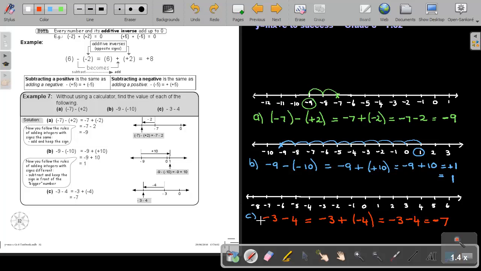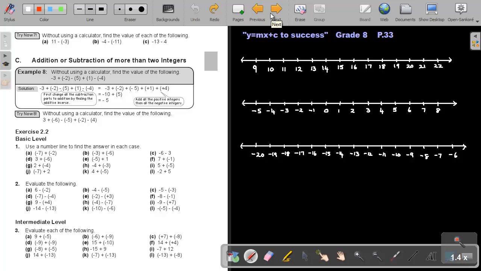So let's just check it on the number line. There is negative 3, and I go 1, 2, 3, 4, and the answer will be negative 7. Okay. I want you to do the following 3 examples on the next page. Here it is. Try now 7. Do number A, B, and C. You can stop the video, and as soon as you are finished, you can continue with the video.